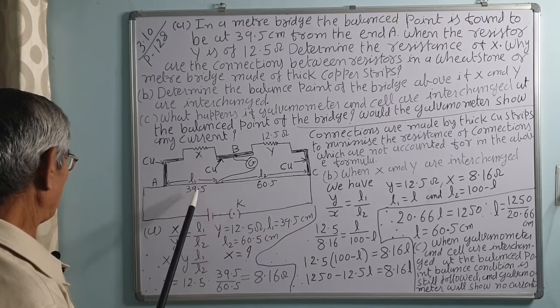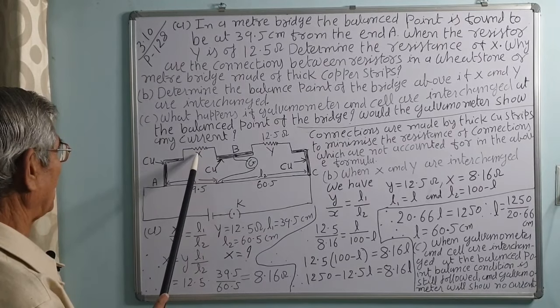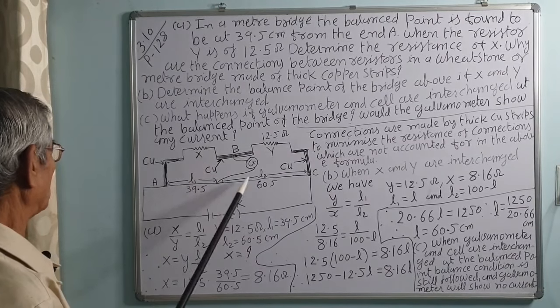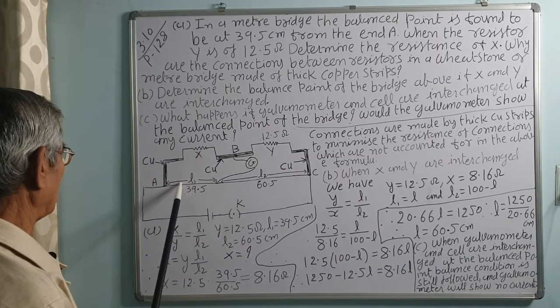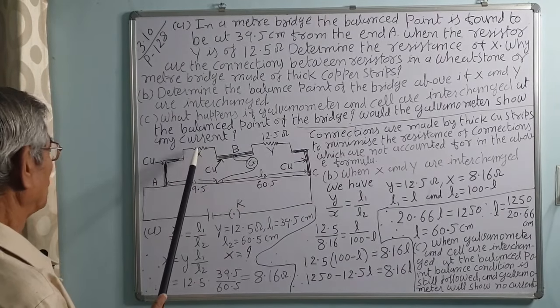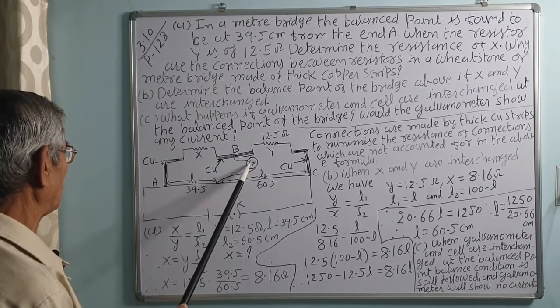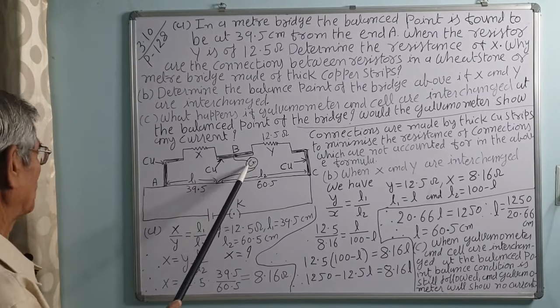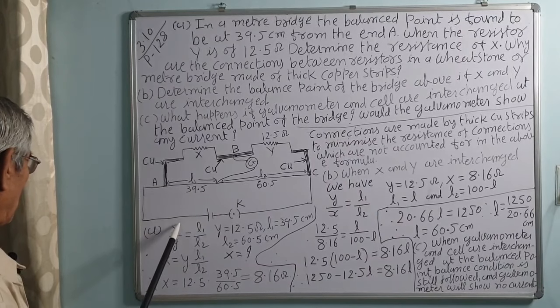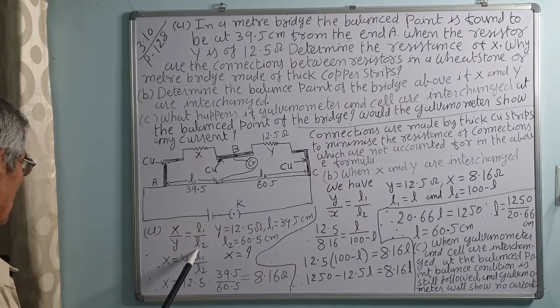The balance point is found in this, this is X and this is Y. So, these 4 resistances X, Y, and these are in the form of lengths L1, L2. So, X upon Y is equal to L1 upon L2 when it is balanced, no current flows through the galvanometer, the galvanometer shows the 0 reading. So, X upon Y is equal to L1 upon L2.